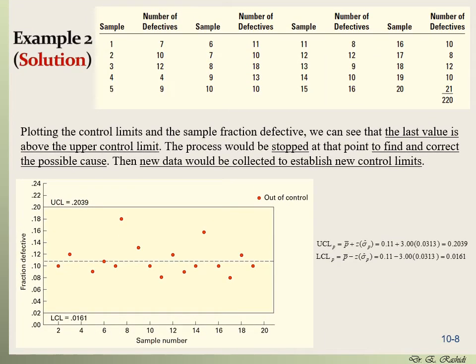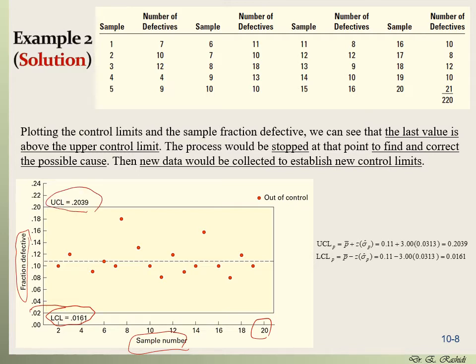Here's a visual illustration of the control chart. On the x-axis, we have the sample number from 0, 1, 2, 3, 4 up to the 20 samples that we have here. On the y-axis, we have the proportion of defective, from 0 to 24%. It doesn't have to be 24%. What matters here is the lower limit and upper limit. The lower limit is 0.0161 and the upper limit is 0.2039.